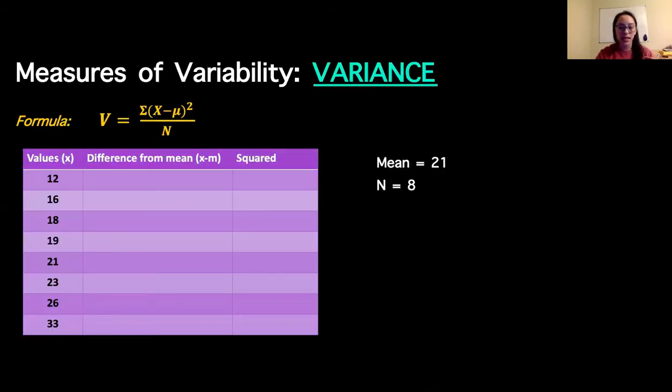Okay, so let's say that we're given this information. We've got our variance formula, we've got a mean, and we've got a sample size. Then I've given you a list of X values, which would be raw scores within some distribution. The first part is we have to look at the distance, or the deviation, of each value from the mean. So we would literally just do 12 minus 21, and then we would square that, right?